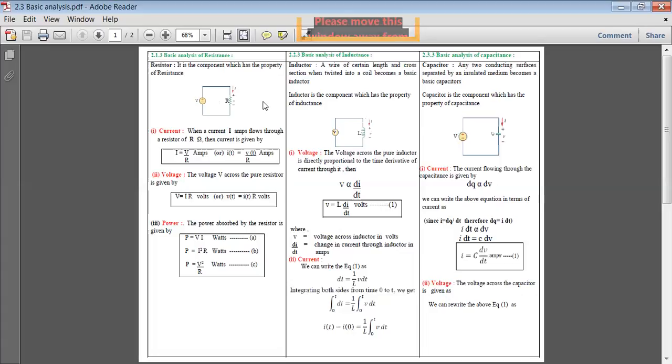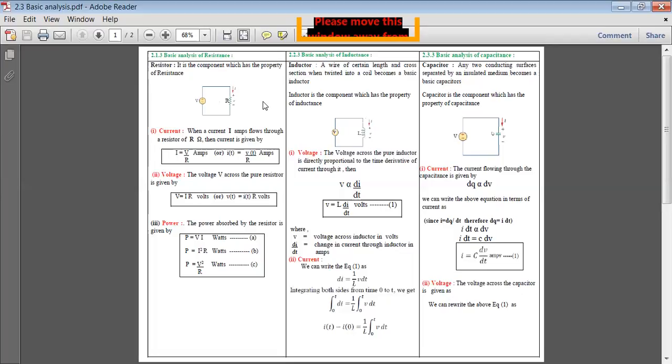Now come to the formulas. Current: when a voltage is applied across a resistor of R ohms, the current is given by I is equal to V by R amps. Second, voltage: the voltage across a pure resistance is given by V is equal to IR. It is from Ohm's law. Now the power absorbed by the resistor is given by P is equal to VI watts, P is equal to I square R watts, P is equal to V square by R watts.